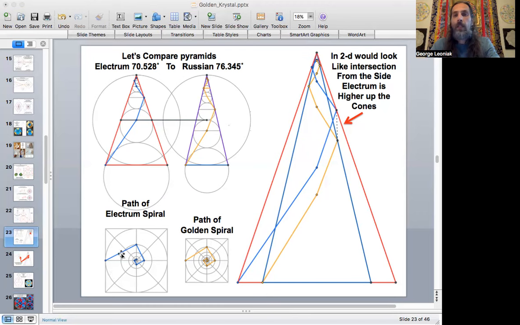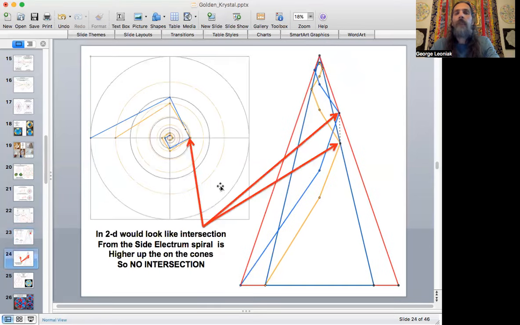Now, we're going to zoom into this a little bit later, but these are what the two spirals look like if we're looking at them from top down. And if I go ahead and look at them from the side, you've got the blue one. That is the Electrum spiral or Krystal spiral. Here's the other one, the golden spiral going up. Now, when we look at this little section right here, let's take a look at the next slide.